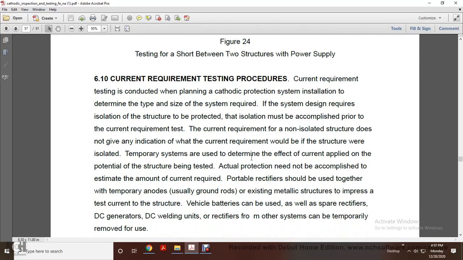610, current requirement testing procedure. Current requirement testing is conducted with a cathodic protection system installed or temporary. Where the system does not meet design requirements for isolation, the structure to be protected must be isolated. Isolation must be accomplished prior to the current requirement testing.